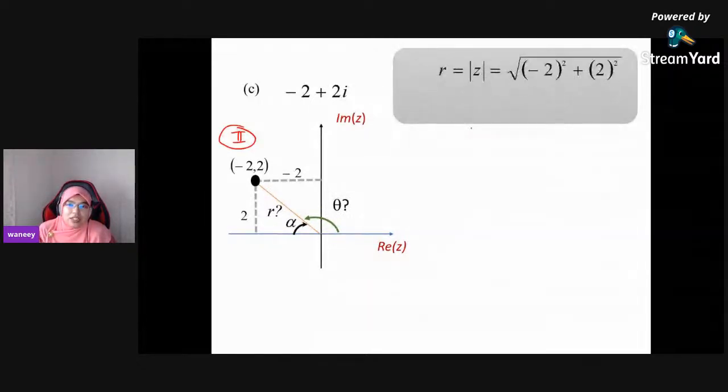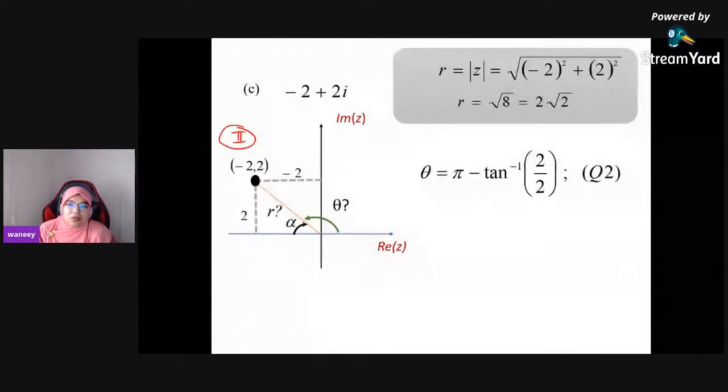Okay, so now let us calculate the modulus of Z. That one will become the square root of negative 2 squared plus 2 squared. So negative 2 squared is 4, 4 plus 4. So this is the square root of 8. The square root of 8 is actually equal to 2 square root of 2.